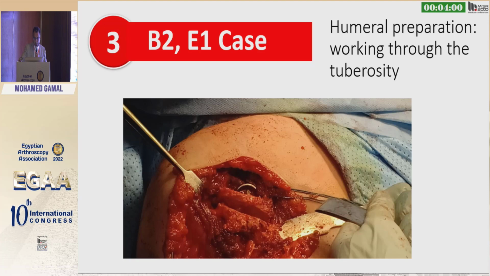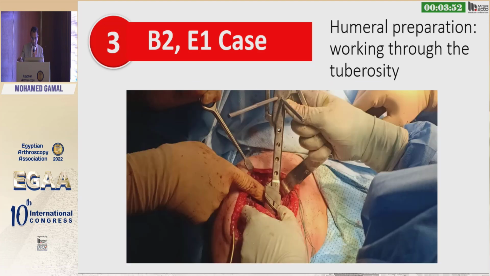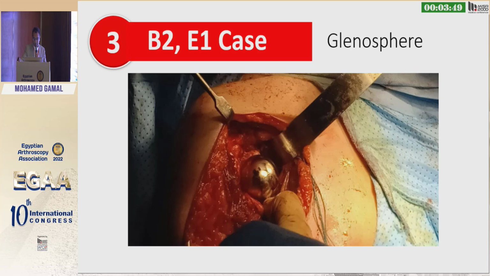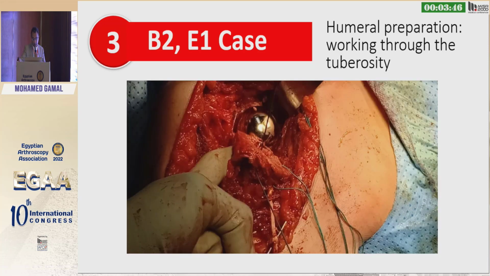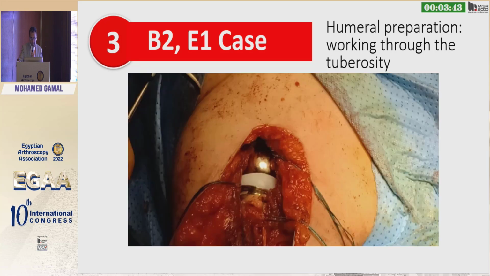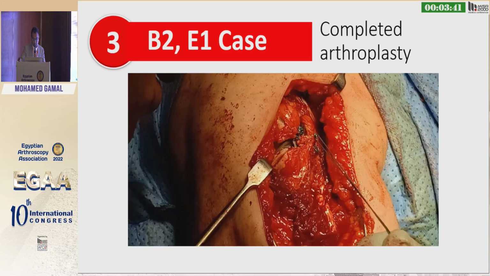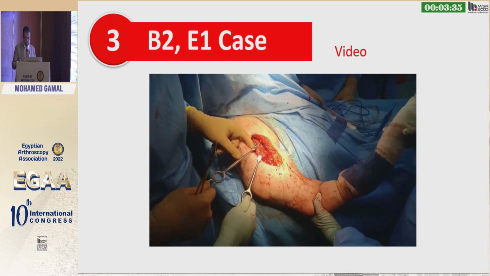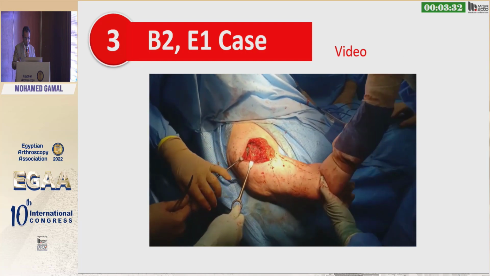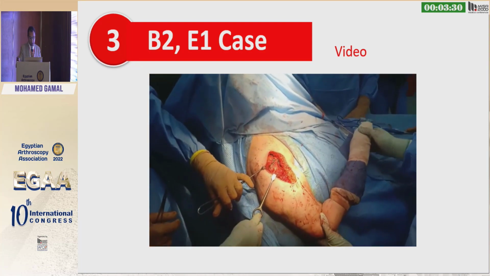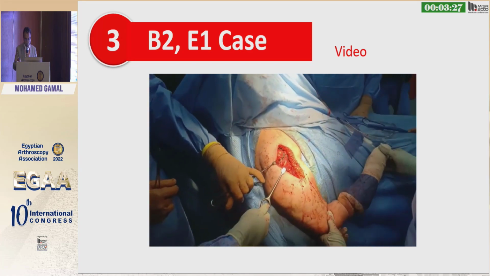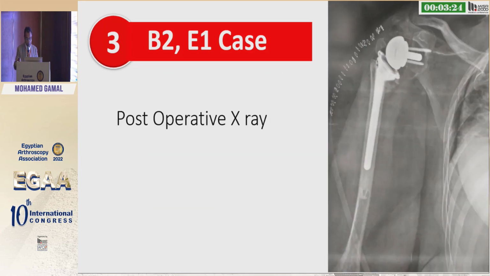And after inserting the metaglene with maximal lateralization, it was difficult to work inside the joint, so I worked through the tuberosities, inserting the stem, the glenosphere, and then closure of the tuberosities at the end, suturing the greater and lesser tuberosities together. And here, after complete closure with reconstruction of both lesser and greater tuberosities. And here is the post-operative X-ray.